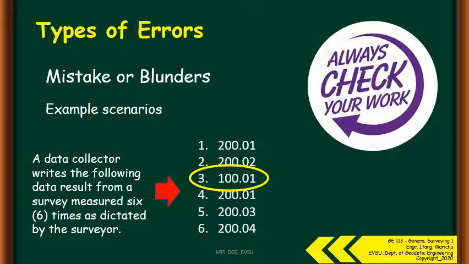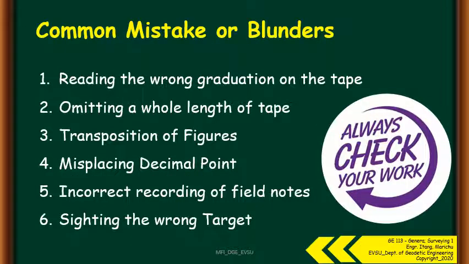So, anong gagawin para ma-eliminate to? Tatanggalin lang natin sa observation. So, we can omit that value which is 100.01. Then, we can compensate na the measurement. This is a mistake. So, these are common mistakes lang na perform sa field. We have here reading the wrong graduation of the tape, which is very common, especially na kung mga student, very common reading the graduation ng tape.